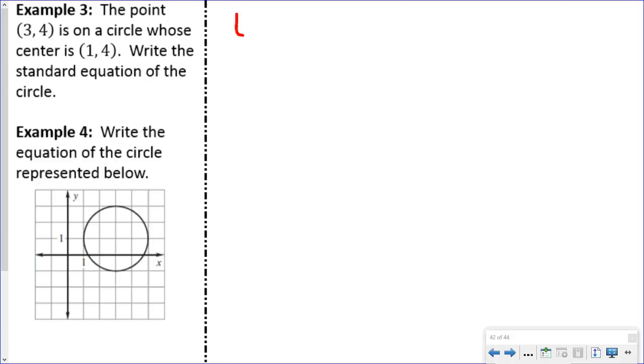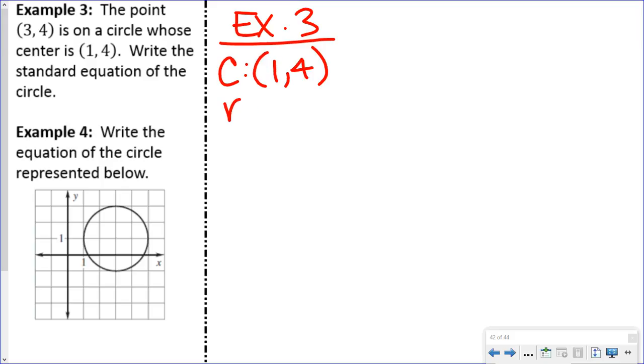Okay, example 3 we didn't formally talk about before. We'll talk now. So the point 3, 4 is on the circle and the center is at 1, 4. Write the standard equation of the circle. Okay, so we have the center, that's at 1, 4. But what we're missing is the radius. We do need the radius, but we do have a point on the circle.